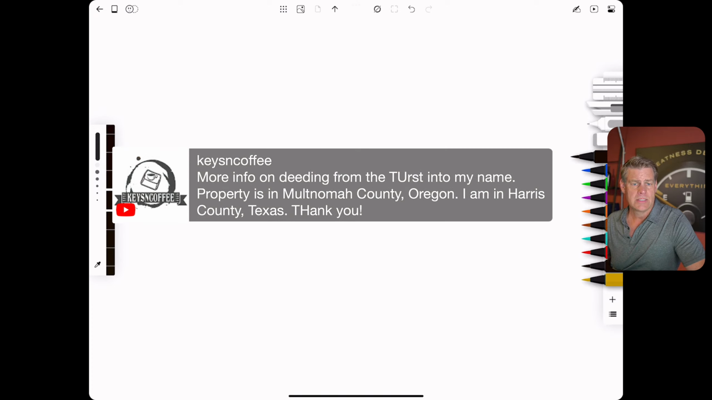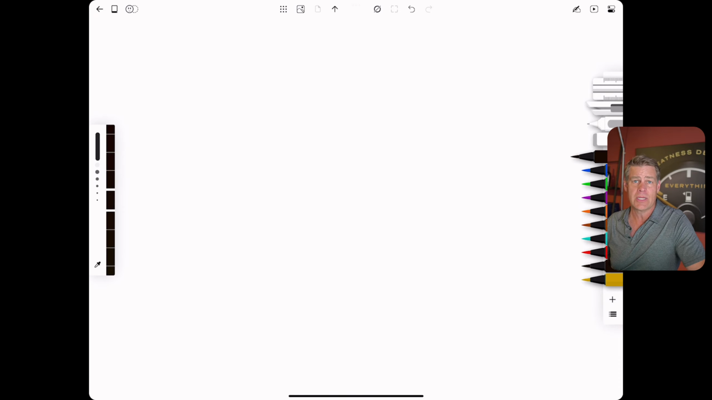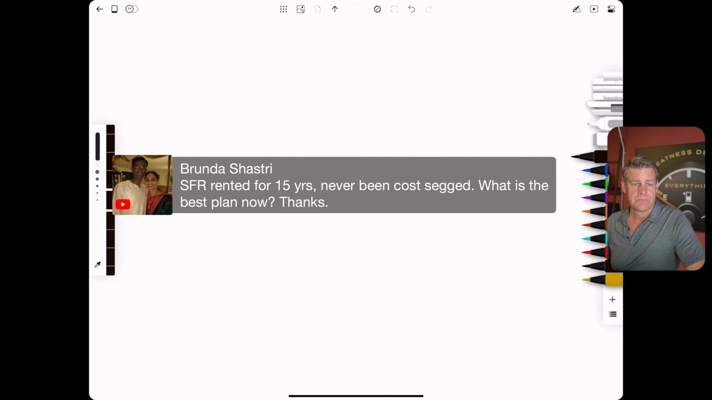All right. Keys and coffee: more info on deeding from the trust into my name. Property is in Oregon. I'm in Harris County, Texas. Yeah, I don't know that off the top of my head, but I would assume if it's a grantor trust, you set up the trust, you're the trustee, you're the beneficiary, it should not be a problem to take that out. Shouldn't be an issue.